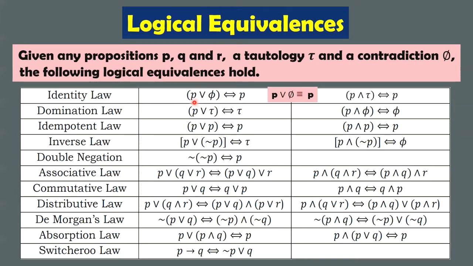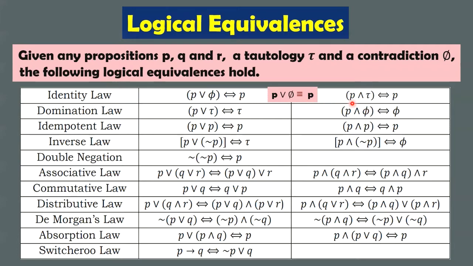So para mas madali yung maalala, you may treat this, yung or, as union. So parang a set P union with a null set, walang laman. So the answer is the set P itself. Okay, kapag sets ang pinag-uusapan natin. Pero pwede nyo siyang i-treat na ganun para mas madali nyong ma-memorize.